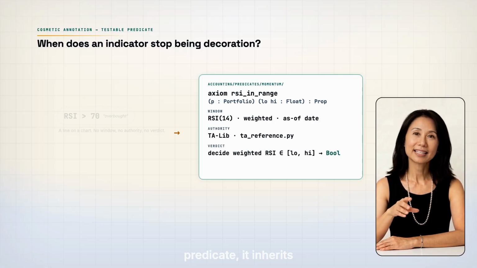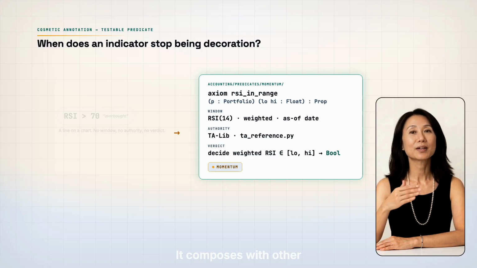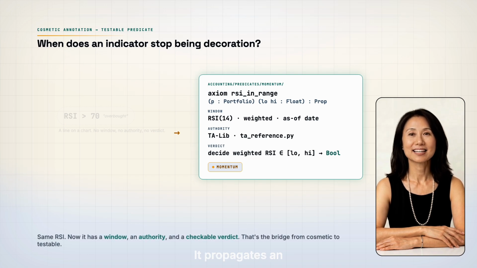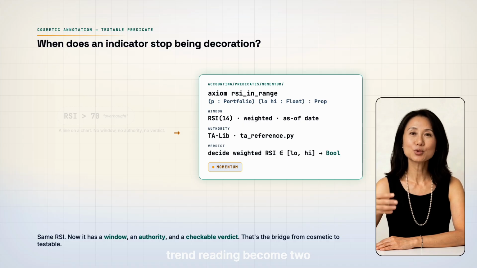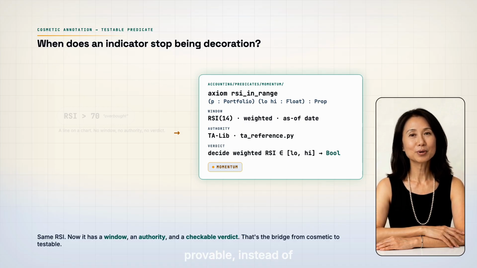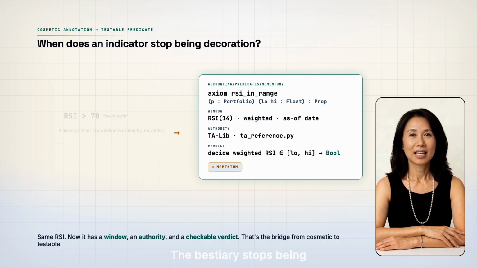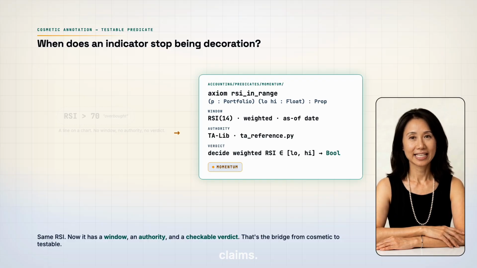And once it's a predicate, it inherits everything the kernel gives you. It composes with other predicates. It carries a citation. It propagates an uncertainty. A momentum reading and a trend reading become two axioms the kernel can require together, confluence, but provable, instead of three green lights and a hunch. The bestiary stops being a wall of charts and becomes a vocabulary of claims, which raises the obvious question.